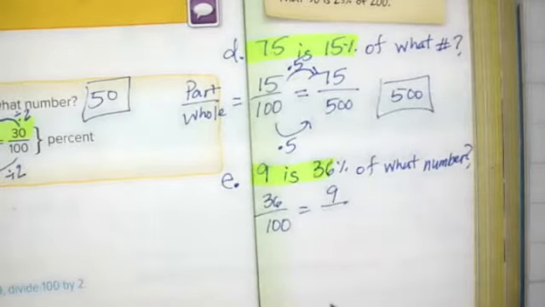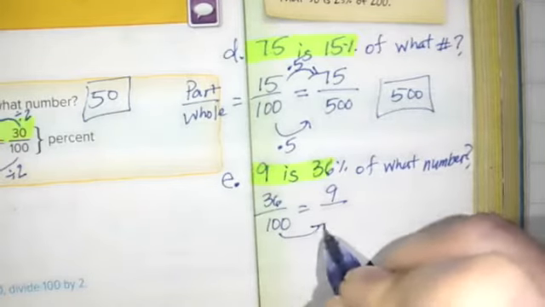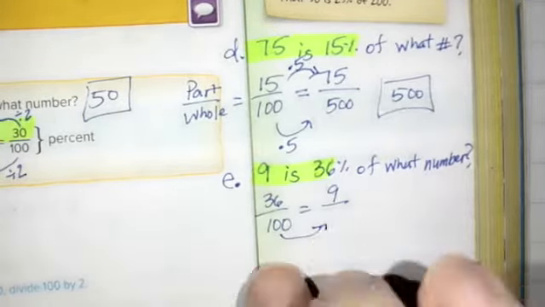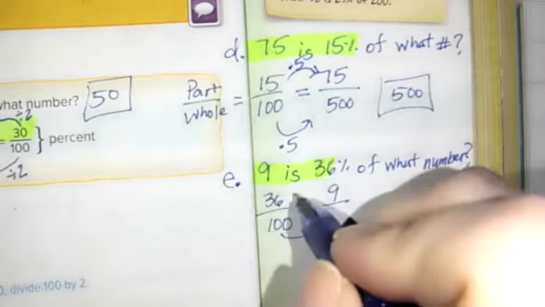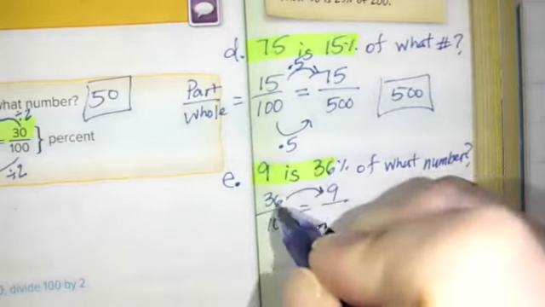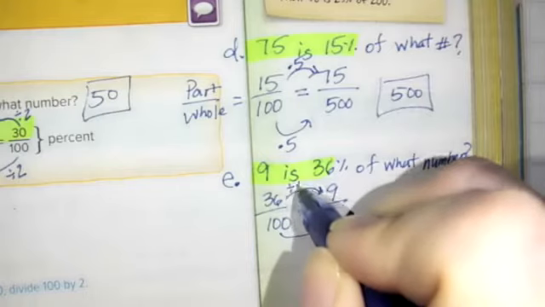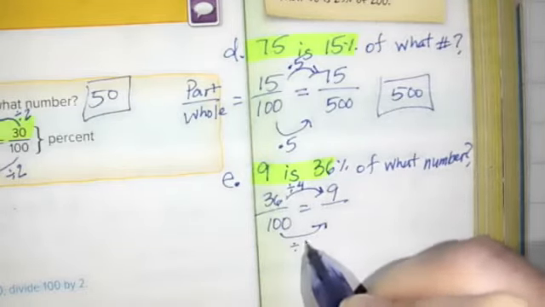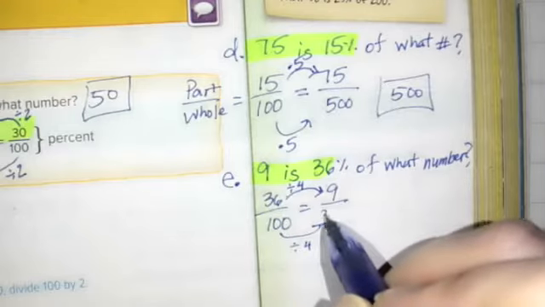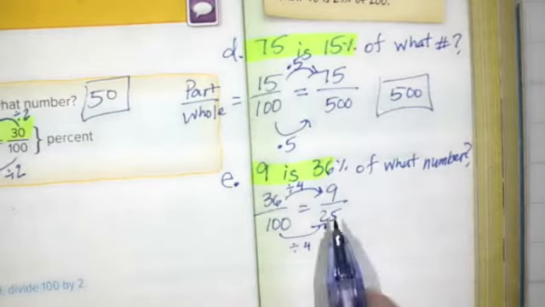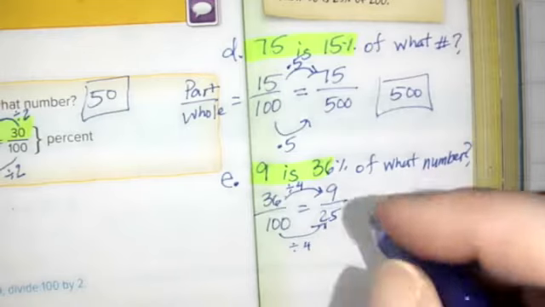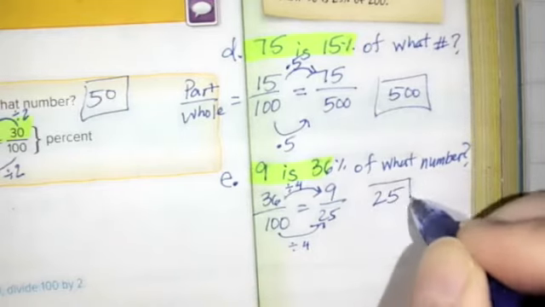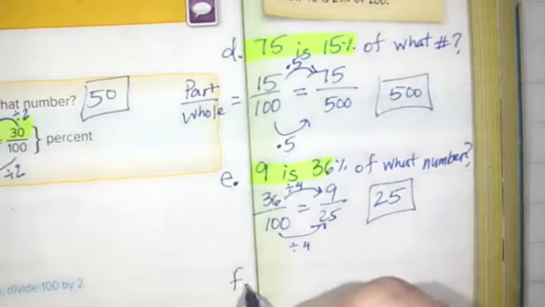So then my question is, how do I get from here to here? The answer is in the denominator, and the answer is in the numerator. So I ask myself, how would I get from 36 to 9? And that answer is divide by 4. So how would I get from 100 to my answer? I would also divide by 4, and 100 divided by 4 is 25. So 9 is 36% of 25.